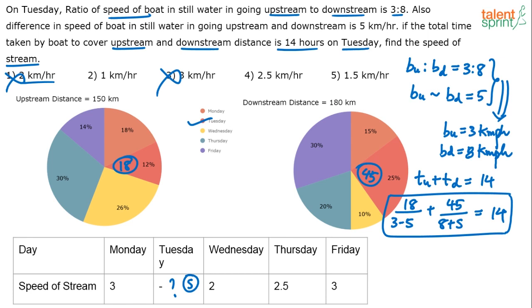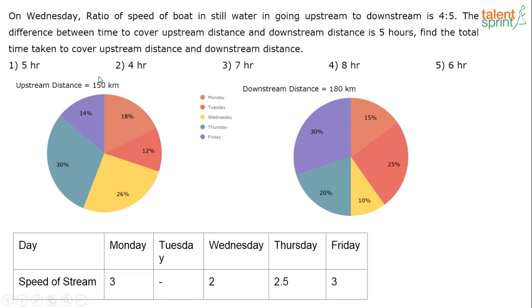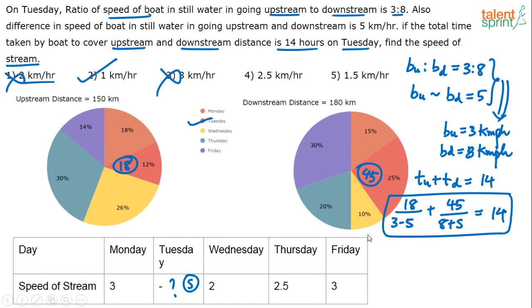Substitute option 2, which is 1. 3 minus 1 is 2, and 8 plus 1 is 9. So 18 by 2 is 9, and 45 by 9 is 5. 9 plus 5 is 14. Satisfies. I think option 2 is the answer. Option 2 will be the answer. Go by options, don't solve. Go by options after this. Reverse engineering. We get option 2 as the answer.